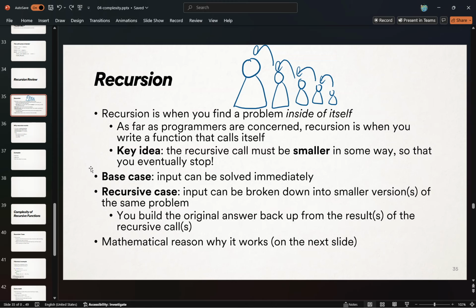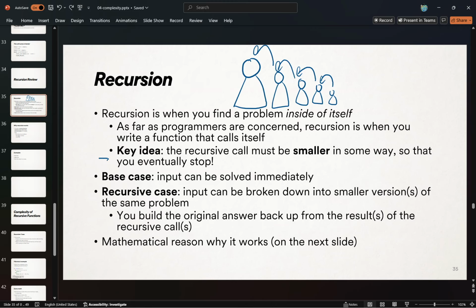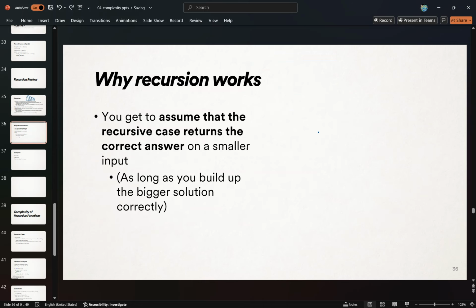Let me do a simple recursive example to remember what it looks like, but first let me give you the mathematical reason in a hand-wavy way. Again, wait till CSCI 26 to see better answers here, but let me try to prove to you why recursion works, like why you calling yourself will ever stop, and why it will ever give you an answer to anything at all. So here's kind of the secret.